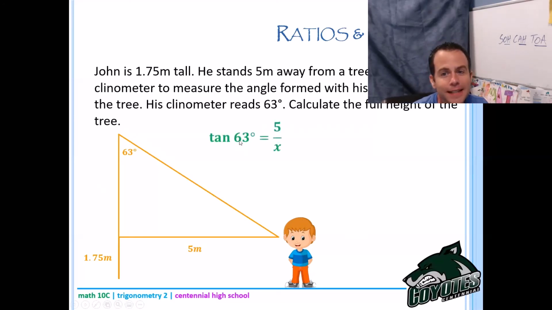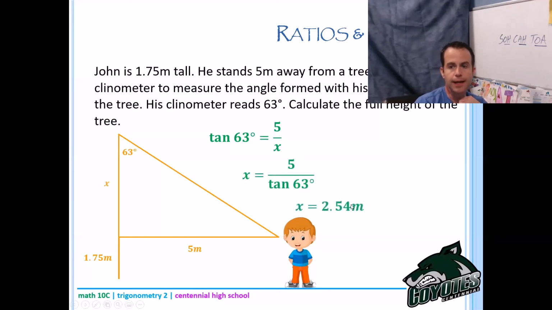All right, so we got tan of 63 equals 5 over x. The 5 is my opposite. I'm looking for adjacent, so tangent uses opposite over adjacent. I'm going to multiply both sides by x and then divide both sides by the tan of 63. And that's going to give me 5 over the tan of 63. And that gives me 2.54.